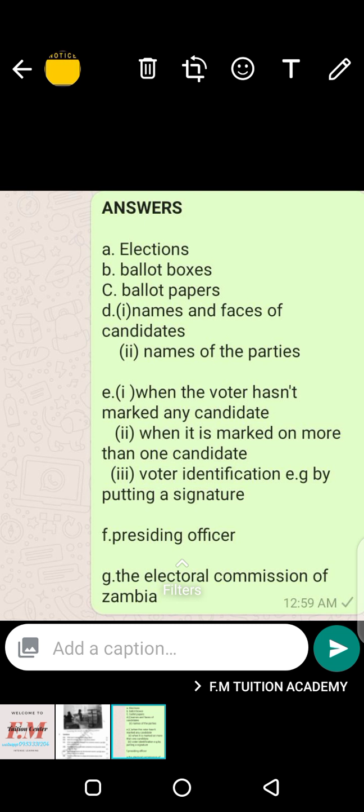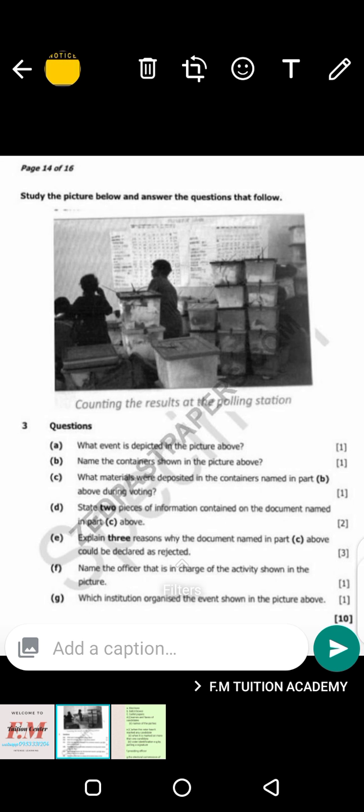Okay, so basically the Electoral Commission is the one that is in charge of organizing these polling stations. So it actually helps you and gives you a better understanding. Okay, so we've come to the end of the questions, and that was the last question. I think you have understood and your mind has actually opened up. Your understanding about this has improved.